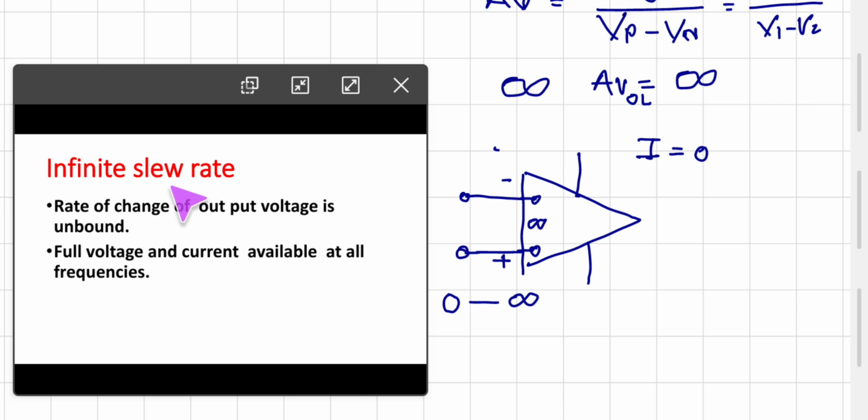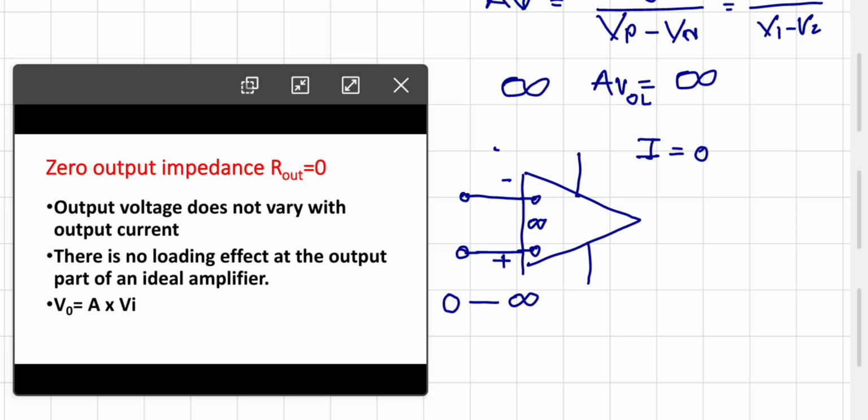Next characteristic: infinite slew rate, that is rate of change of output voltage is unbound, that is full voltage and current available at all frequencies at the output in case of ideal operational amplifier. Next one is zero output impedance. We saw that resistance between these two input terminals is called input impedance. Similarly, here at the output end, there is a resistance that is called R out or output impedance. Here the output impedance of an ideal amplifier is 0. Remember that there is 0 resistance at the output.